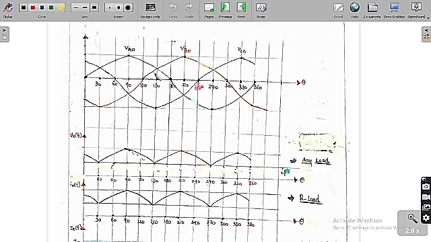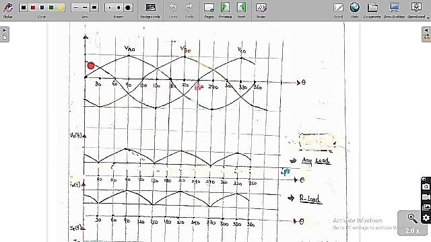If these 3 diodes are present, whichever has the higher peak voltage, only that diode is going to conduct. You can see clearly from 30 degree to 150 degree, Va0 is greater than Vb0 and Vc0. So from 0 degree to 30 degree, Vc0 is greater than Va0 and Vb0. Therefore the diode connected to Vc0, D3, is going to conduct.